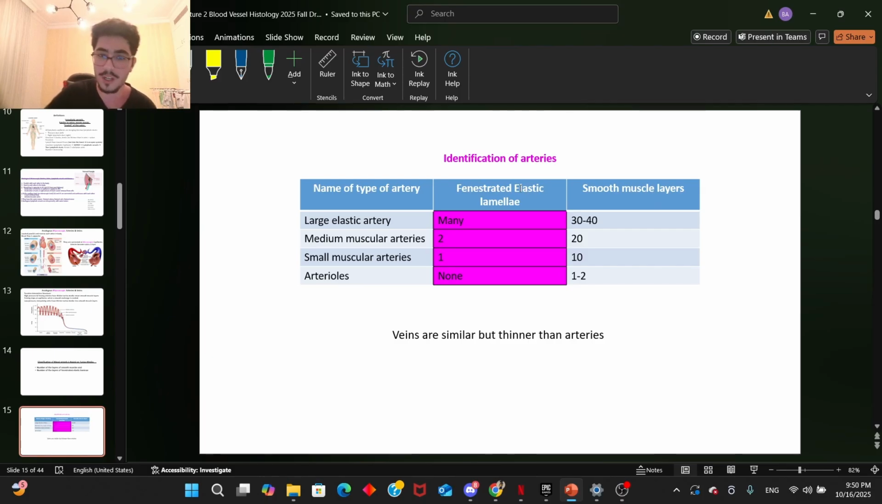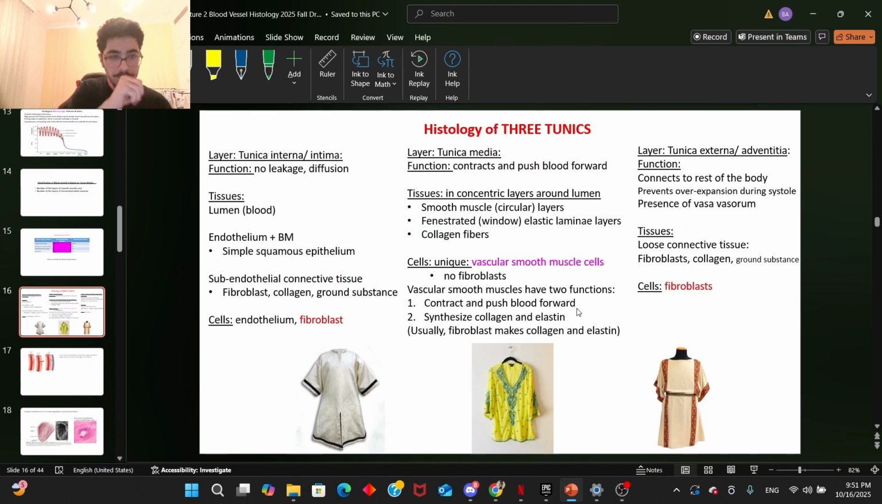What do we mean by fenestrated elastic lamina and smooth muscle layers? I'm going to explain to you right now. Remember, veins are similar, but they will have thinner layers. And I actually have a graph explaining all the veins things, so we're going to get to that later. So here, before we get to this, I'm just going to explain each layer of the tunics, right? The tunica intima, tunica media, and the tunica externa.